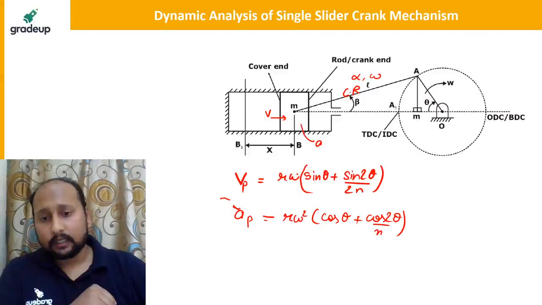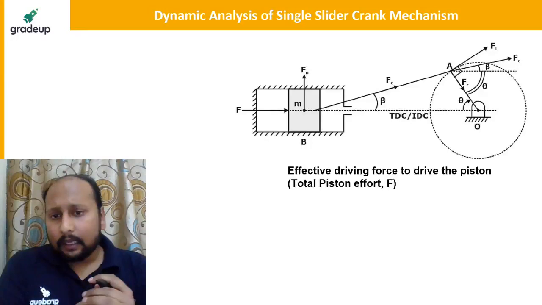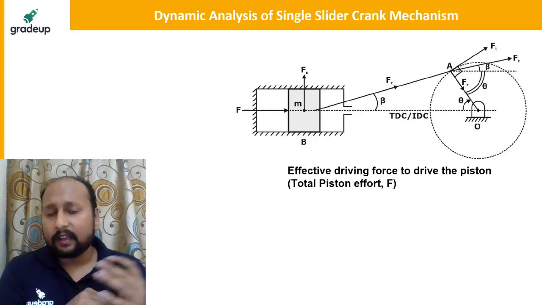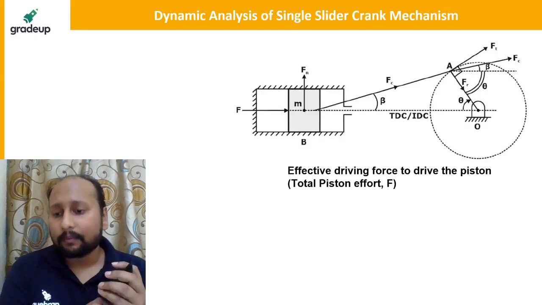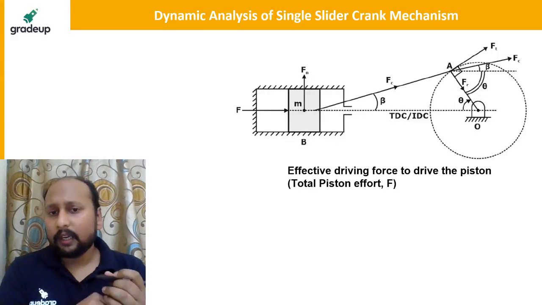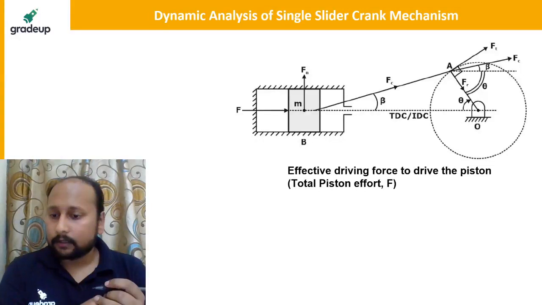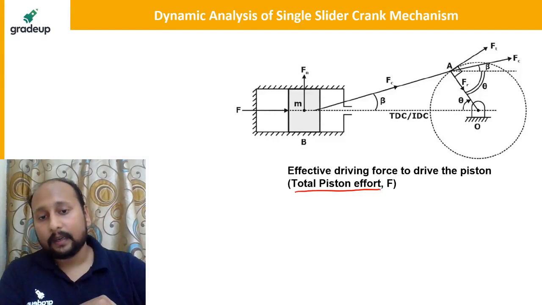Can anyone tell me how many forces are acting on a piston, if I talk about a horizontal engine, single side mechanism, which I have shown you in the figure? Because the piston will be having a reciprocating motion. The total force, the net effective force acting on the piston, is known as the total piston effort. We'll discuss this in detail. First, tell me how many forces are acting on the piston.